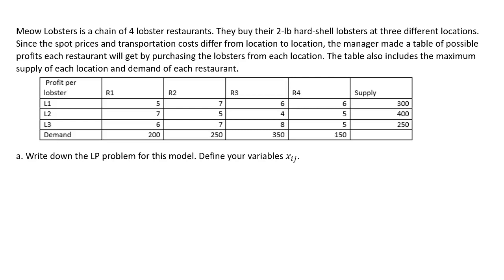Miao Lobsters is a chain of 4 lobster restaurants. They buy their 2-pound hard-shell lobsters at 3 different locations. Since the spot prices and transportation costs differ from location to location, the manager made a table of possible profits each restaurant will get by purchasing the lobsters from each location. The table also includes the maximum supply of each location and demand of each restaurant.